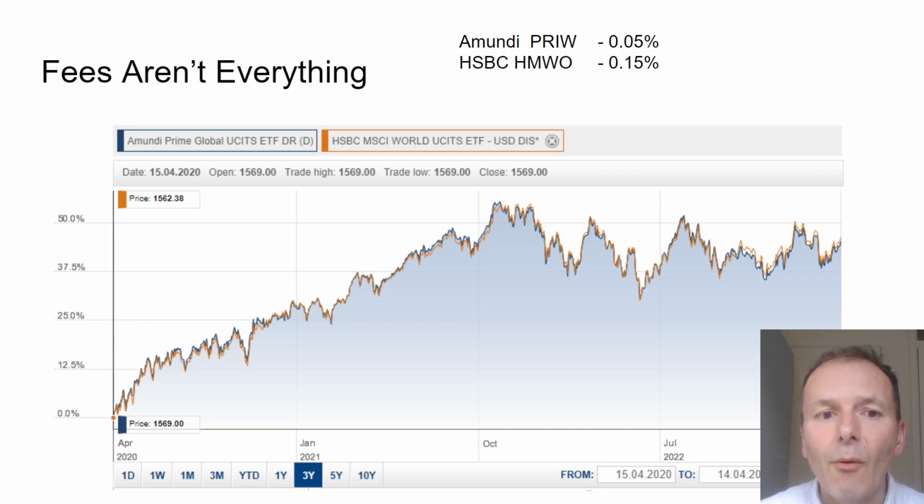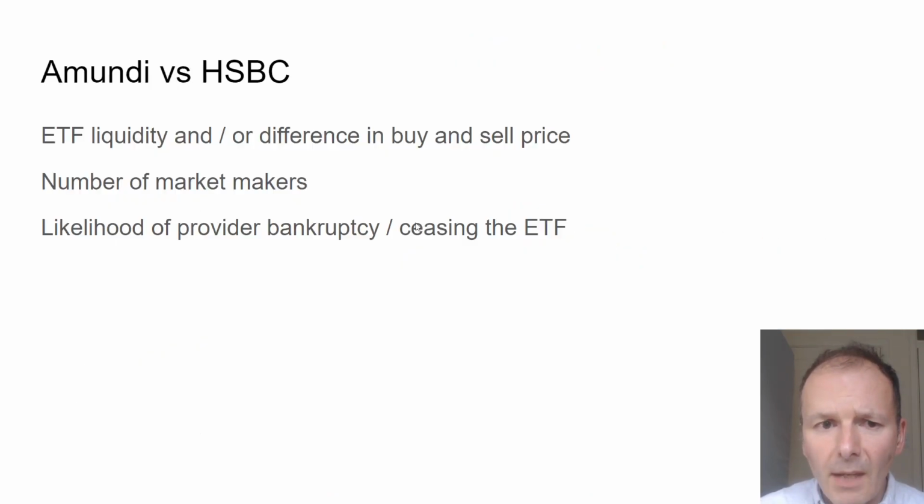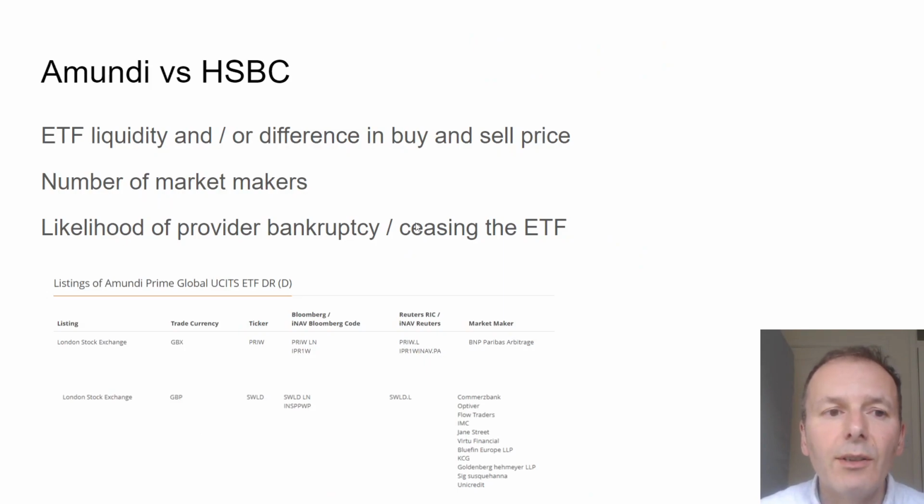So as I mentioned before, fees aren't everything. Here are two very similar ETFs. The HSBC one has a 0.1% a year greater fee, so you'd think that its performance would lag over a 3-year period, but actually it comes out very slightly ahead. And then also you have risks in using Amundi instead of HSBC. With Amundi, it's a smaller ETF, so you might have some liquidity issues, differences in the prices when you buy and sell, that could impact you.